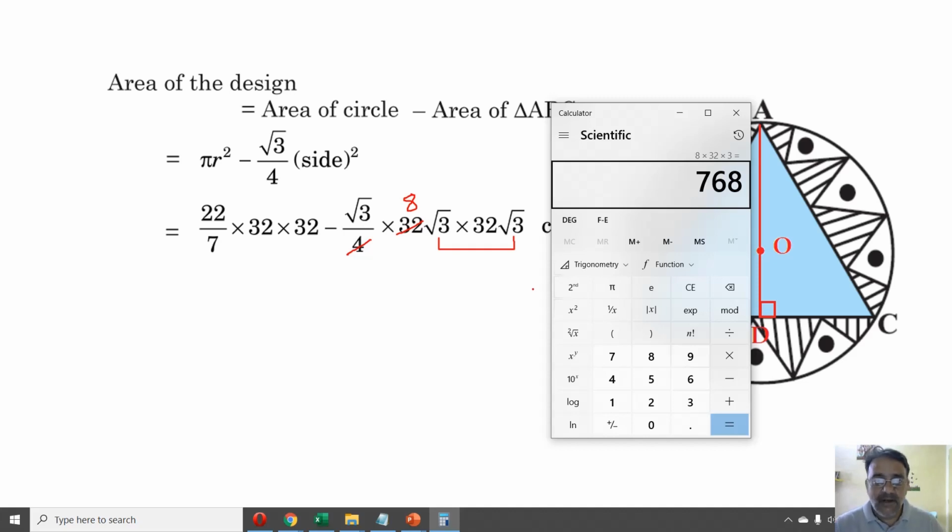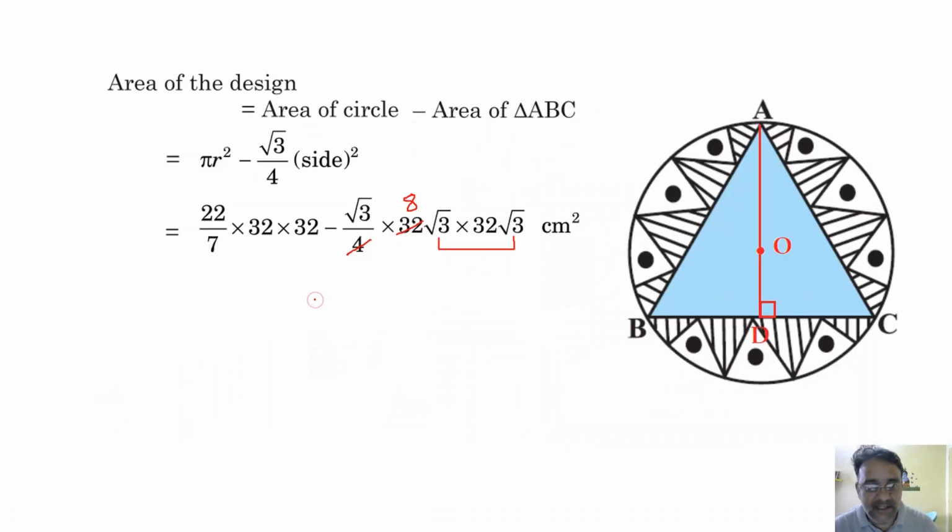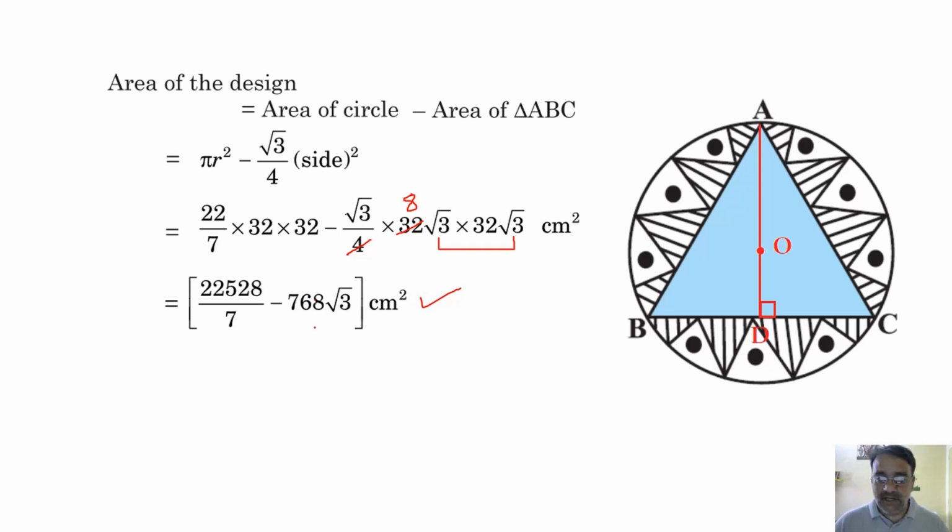Okay, and if you multiply 32 into 32 into 22, we'll get 22528. So हम लोग को जो आंसर मिलेगा 22,528 by 7 minus 768 root 3. इनफैक्ट यही आंसर बुक में दिया हुआ है, बट हम लोग को क्या करना है, पूरा आगे करना है, एक दो स्टेप्स और करना है.